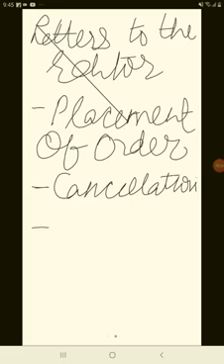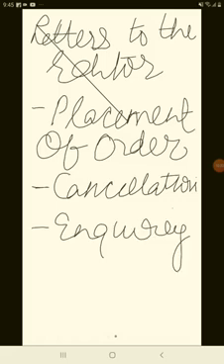Then you have letters of inquiry. If you want to inquire about the prices of certain objects available in a particular shop, or certain articles that you need, or if you need information about a particular course, or you would like to know the travel costs for a particular destination for a group of people traveling, all these would come under the purview of letters of inquiry.